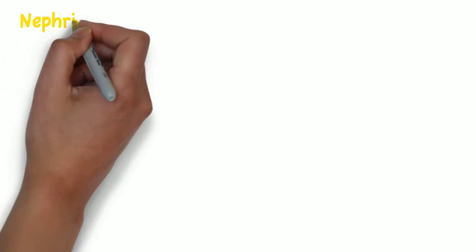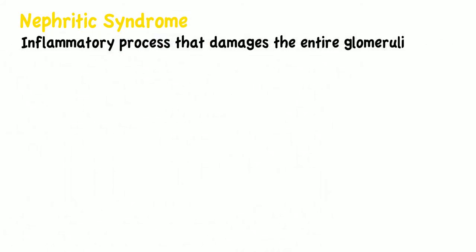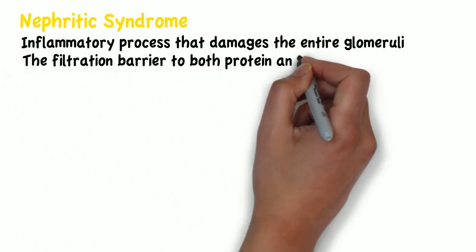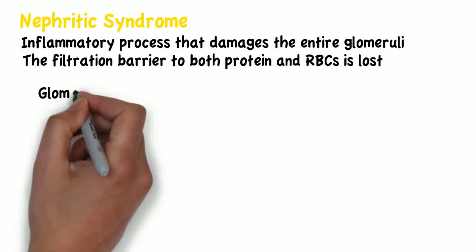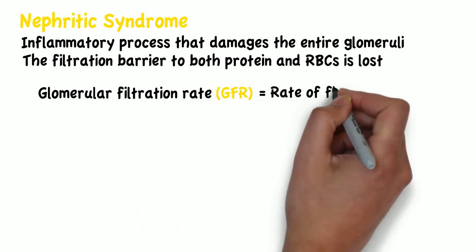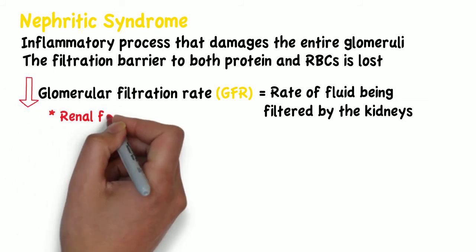So let's talk about nephritic syndrome. This is an inflammatory process that damages the entire glomeruli. The filtration barrier to both proteins and red blood cells is lost, and as a result of glomerular damage, the glomerular filtration rate, which is the rate of fluid being filtered by the kidneys, will begin to fall, and these patients will develop renal failure.